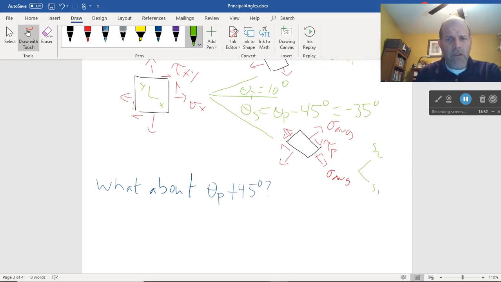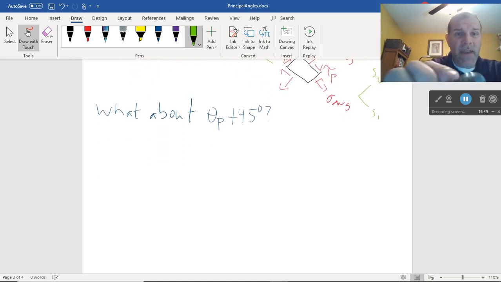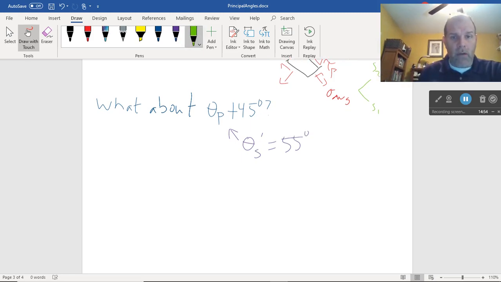Okay. What if I do plus 45 degrees? Well, I'm going to do this in terms of the axes, okay? What if I make that equal, let's say that is equal to theta s prime, just to give it a name, right? Which in this case would be equal to 55 degrees.